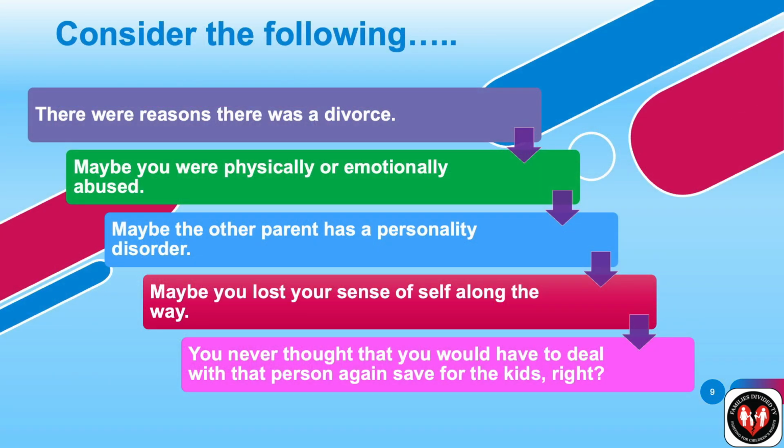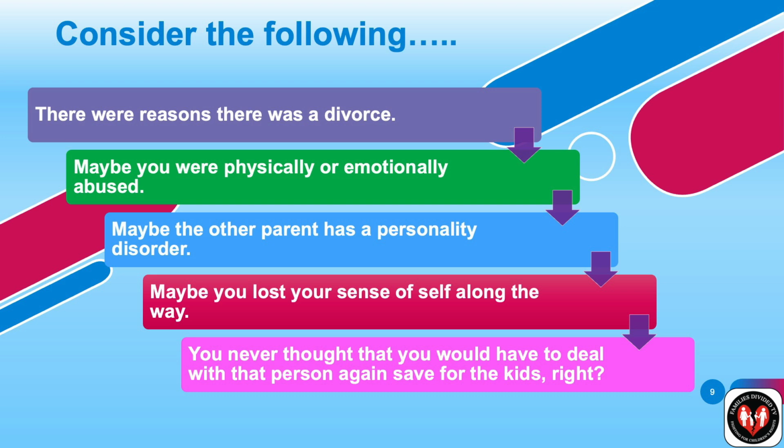So number one, there were reasons that there was a divorce, obviously. Maybe you were physically or emotionally abused. That's a very common dynamic in these high conflict personalities. Maybe the other person does have a high conflict personality disorder, or certainly the core traits.